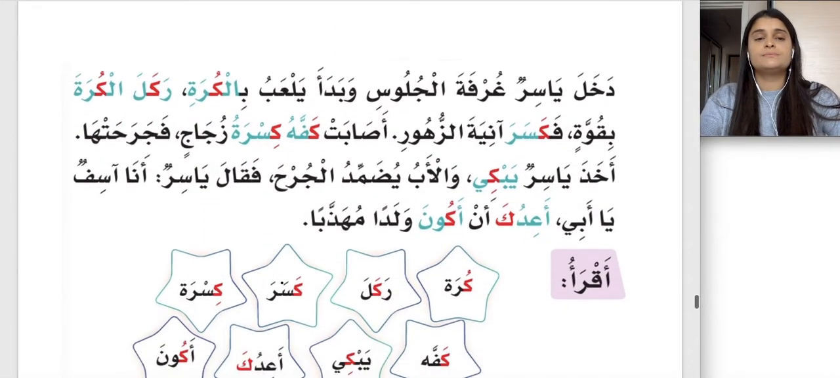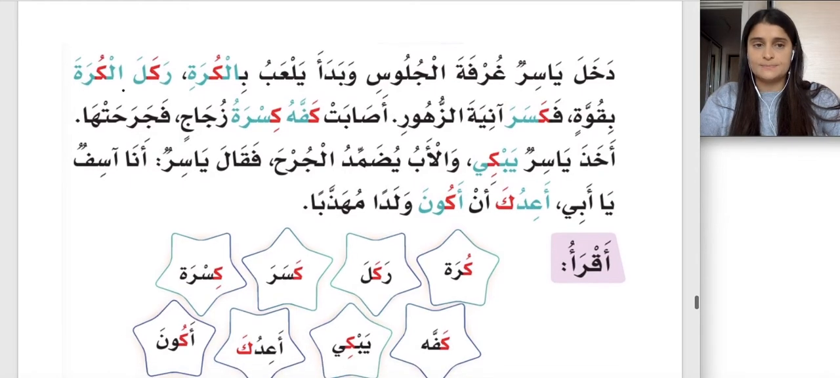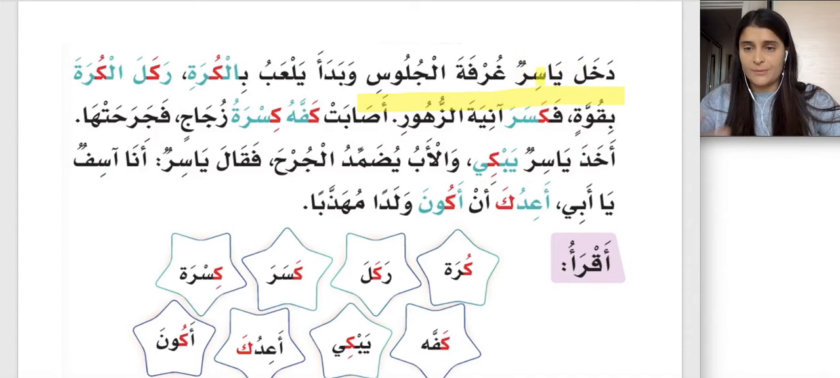And now let's read the text. دخل ياسر غرفة الجلوس. Yasser is the name of a boy. دخل ياسر. Yasser entered غرفة الجلوس, the sitting room.